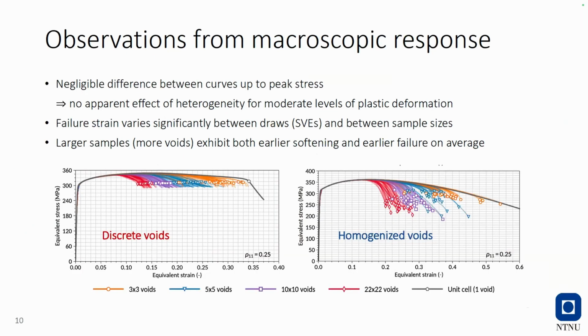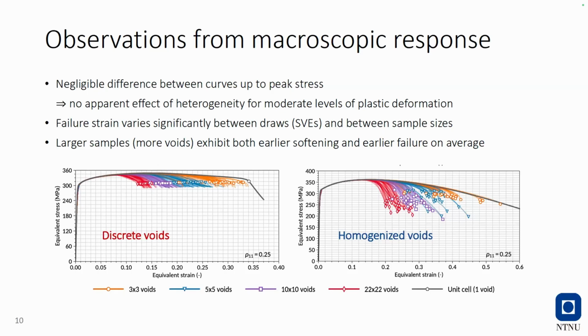So if we look at, for instance, these stress states here, a lateral stress ratio of 0.25, just to show you something, we see that up to a moderate level of plastic deformation, there is basically no influence of this heterogeneity, meaning that you could run a unit cell and get the same result. But when you pass the peak and go into the softening domain, you have lots of differences.